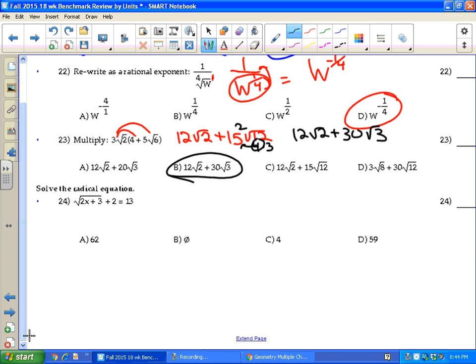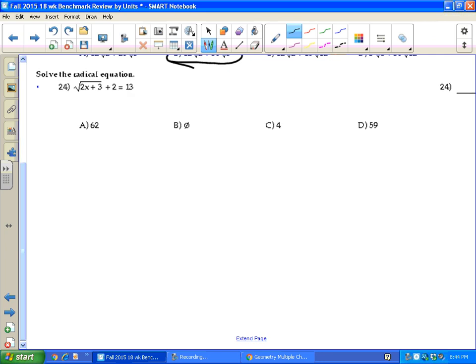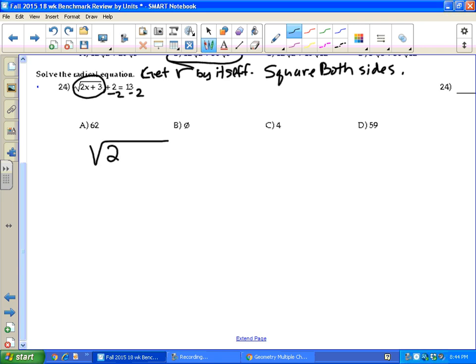Solve the radical equation. When you solve, you want to get it by itself. So get the square root by itself. And then how do we solve? How do you undo a square root? You're going to square both sides. All right. So first thing I want to do is get the square root by itself. So I got to get rid of plus 2. I'm going to minus 2. So I get the square root of 2x plus 3 equal to 11.